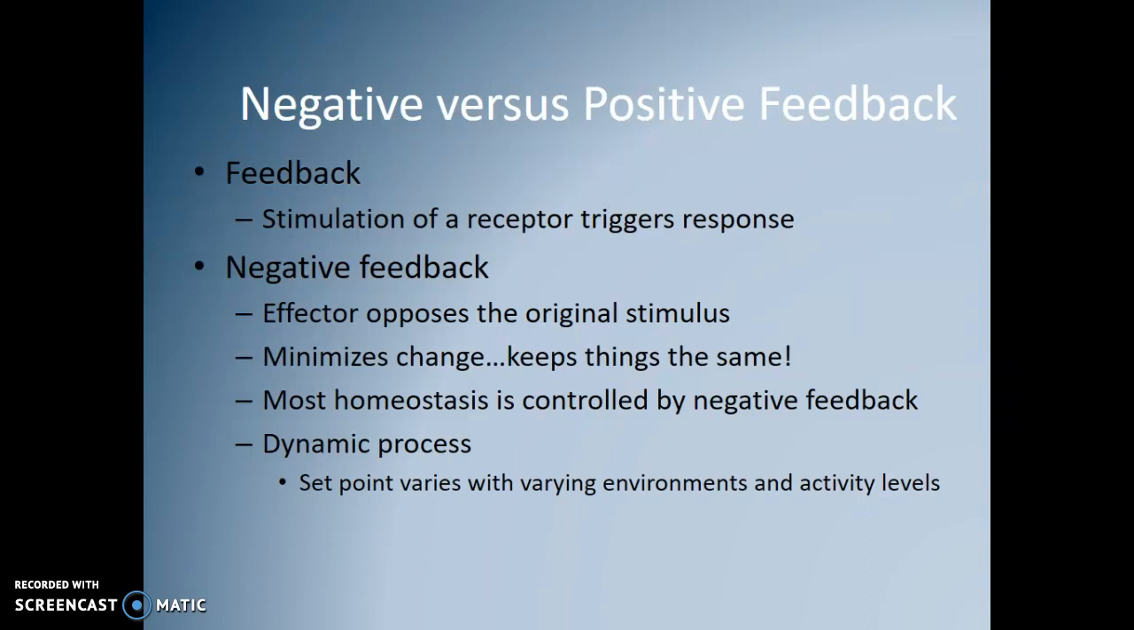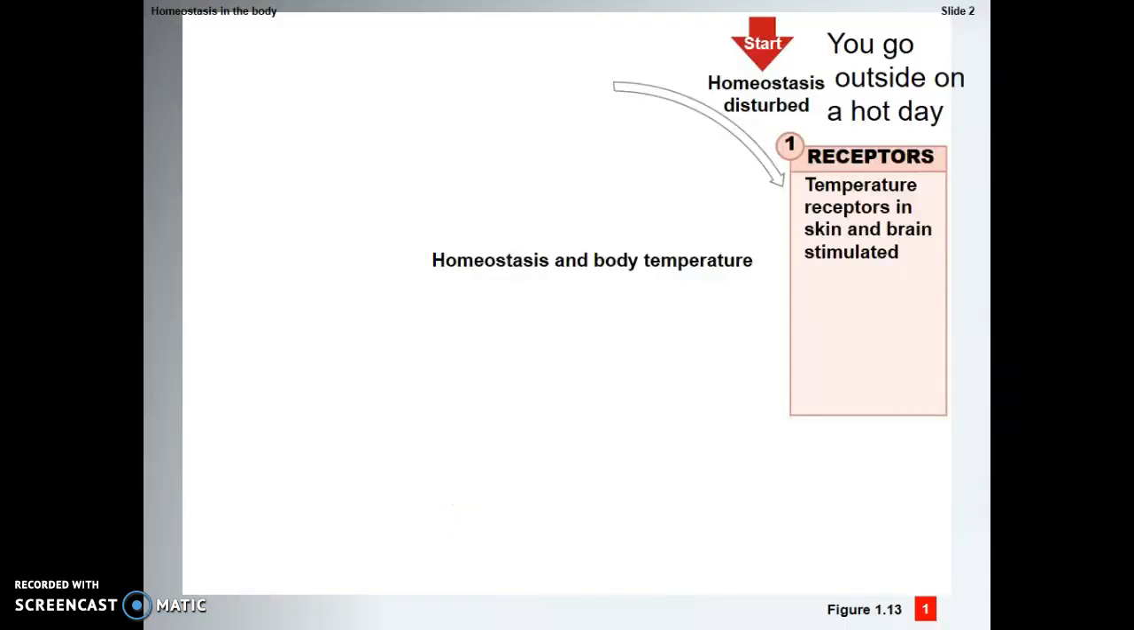So most homeostasis is controlled by negative feedback. There is some set point and very little variation from that set point.